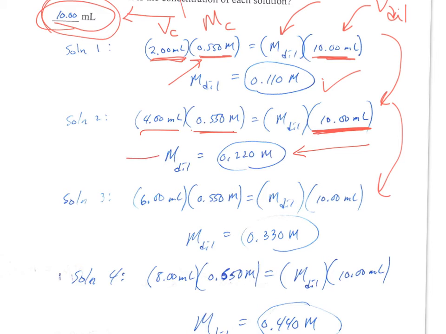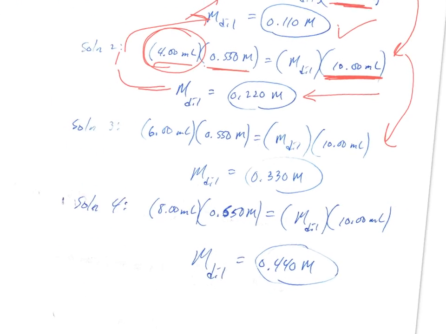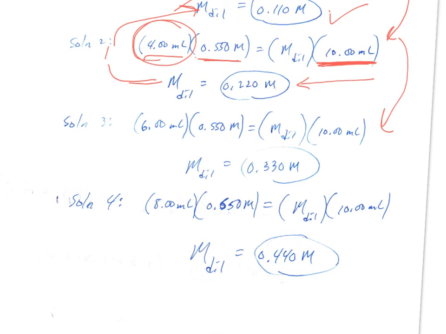Hopefully you all see that this solution is twice as strong, so to speak, or twice as concentrated as solution number 1, because you started with more of that particular solution. So your solution ends up having more moles per liter. Solution number 3, you can probably catch on. You just take 6 milliliters, again adding 4 mils to give you a total of 10. So now your concentration is 0.330.